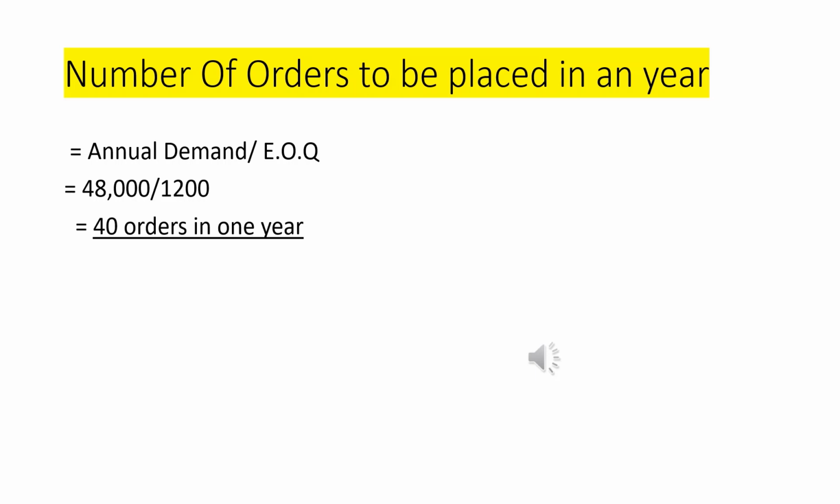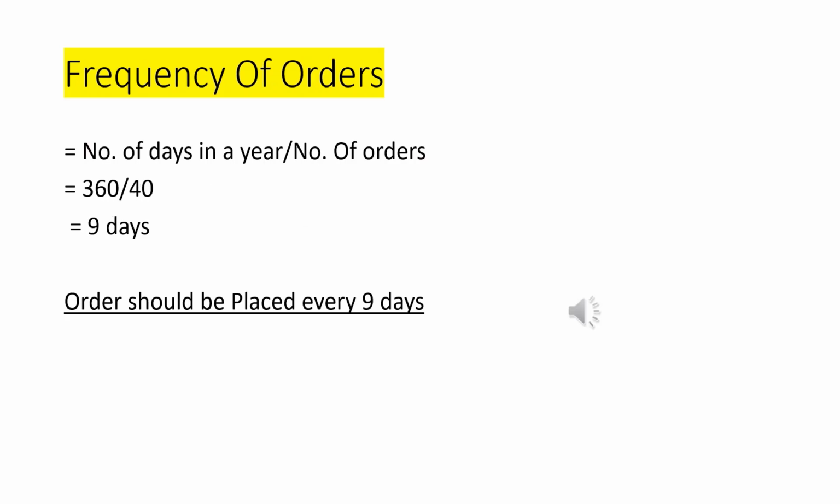That we can calculate by this formula here. So if you make orders of 1,200 units each and you are placing 40 orders in 1 year, you will be able to complete the annual demand of your company. So here we have 40 orders need to be placed in 1 year.